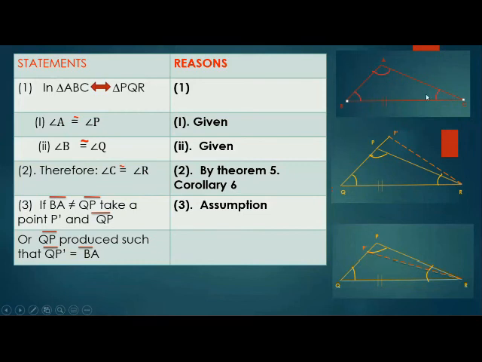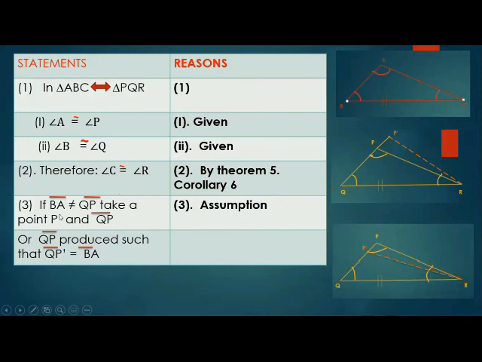So therefore angle C is also equal to angle R. How? Because of theorem number 5, corollary 6. What was the theorem about? It is that whenever two angles of one triangle are congruent to two angles of another triangle, then the third angle would also be congruent to the third angle of the second triangle. So if AB is congruent to PQ, it means that C is also congruent to R.